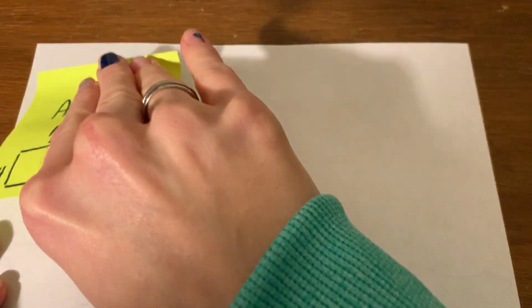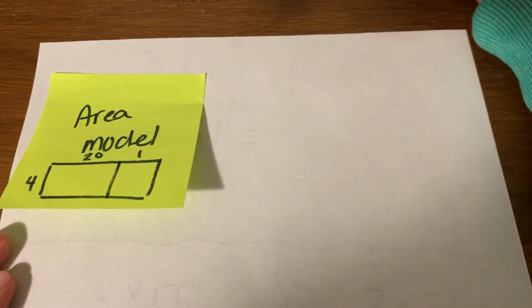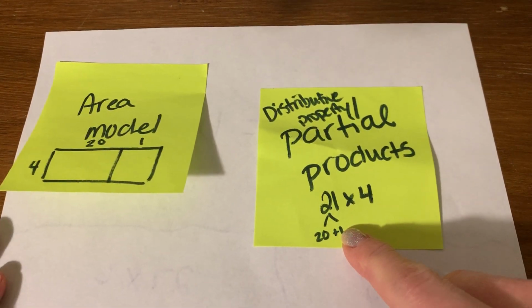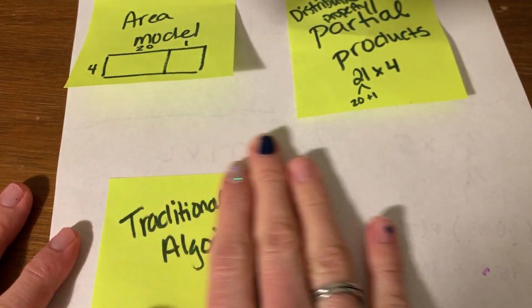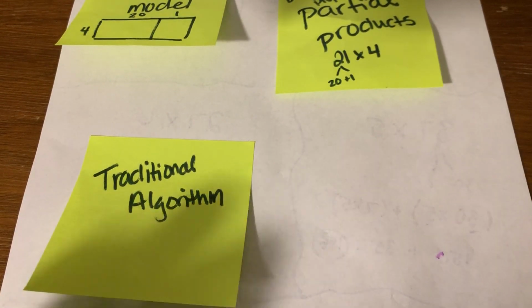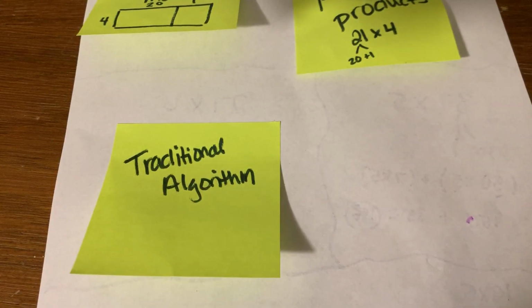Okay, I've showed you area model using these models. I've shown you the distributive property and partial products to solve multiplication. And today I'm going to teach you the last method that I am going to teach you of how to solve 2 by 1 multiplication, the traditional algorithm.